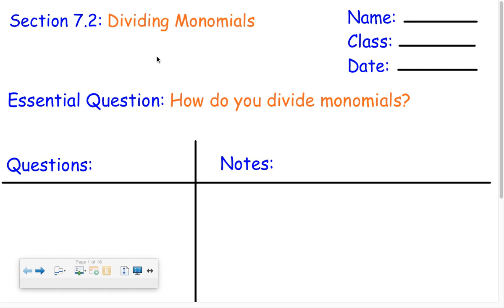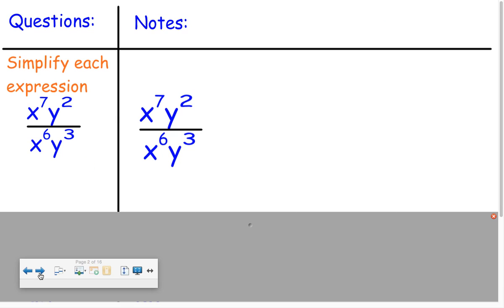Section 7.2, dividing monomials. Essential question: how do you divide monomials? Alright, so our first example is simplify each expression.